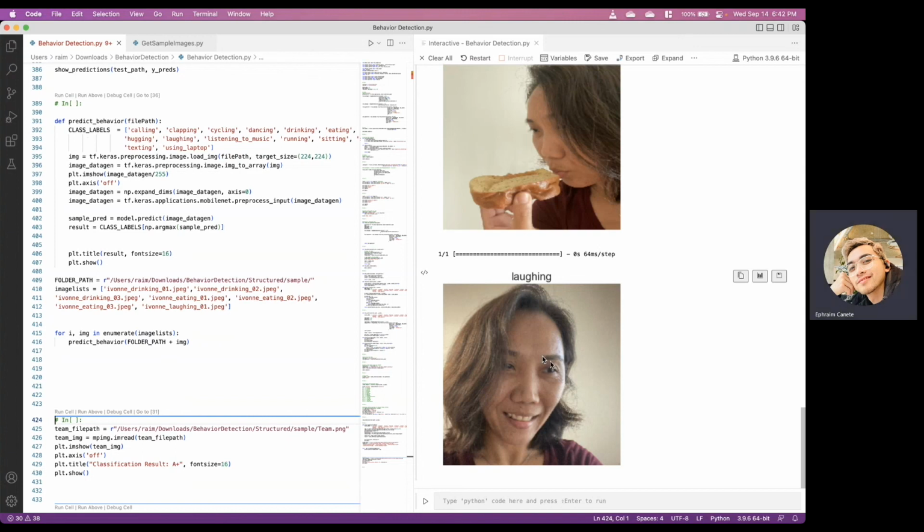So that's part of our demo. And for our last demo, we have a picture of our group. Let's see how our model understands that.